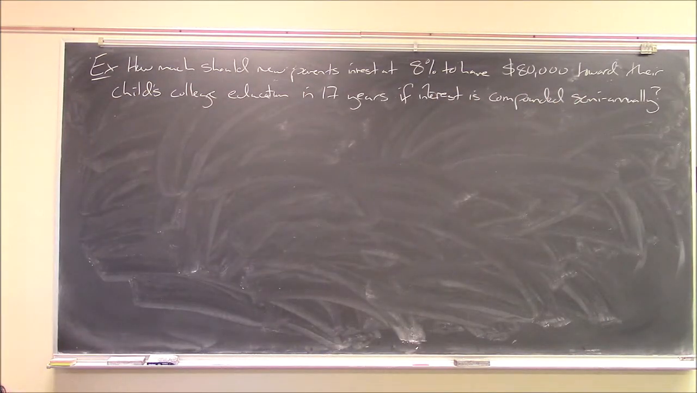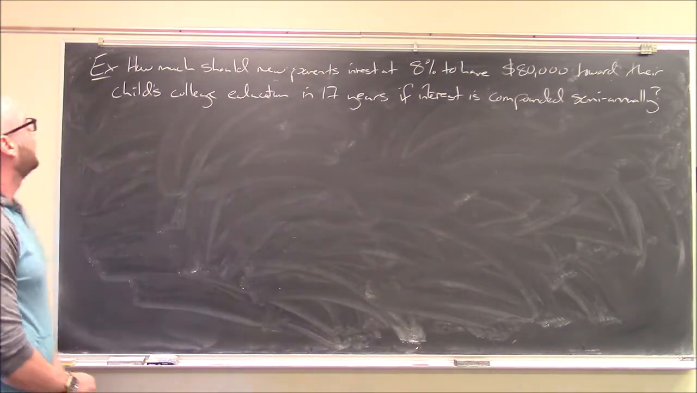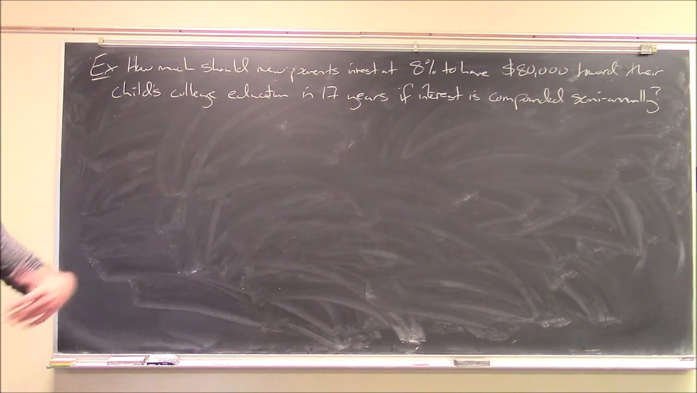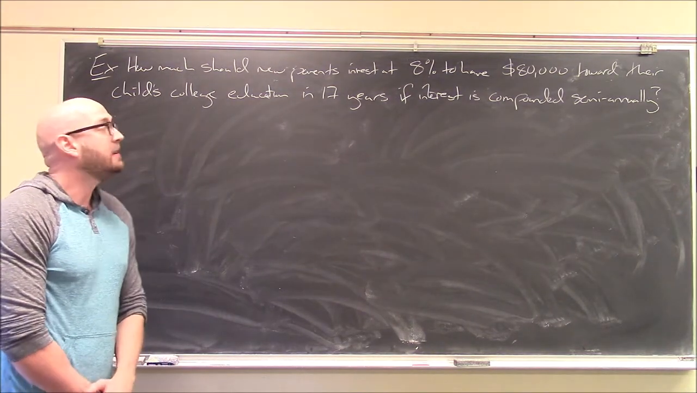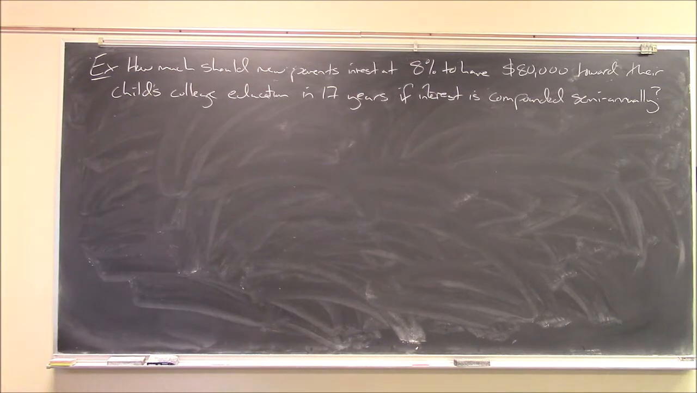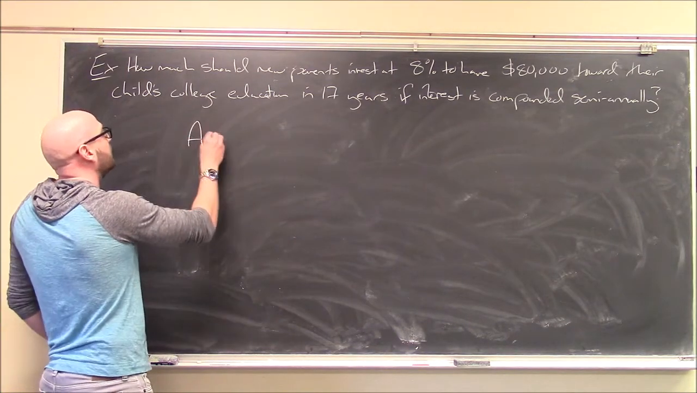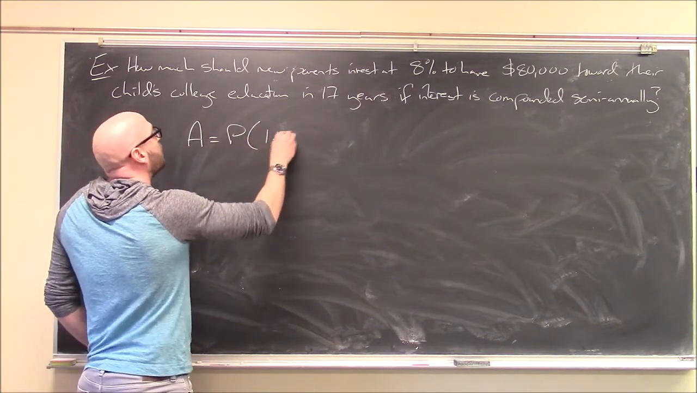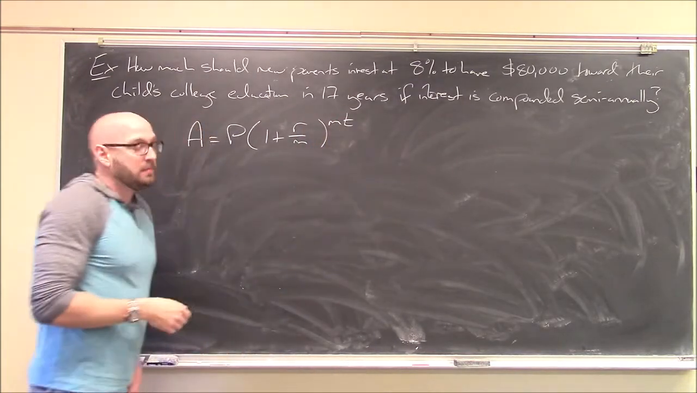So here's the question. How much should new parents invest at 8% to have $80,000 towards their child's college education in 17 years if interest is compounded semi-annually? So we're looking at a semi-annual compounding case, not the continuous case. So we know we're using this formula. We're using A is P times (1 plus R over M) to the MT.